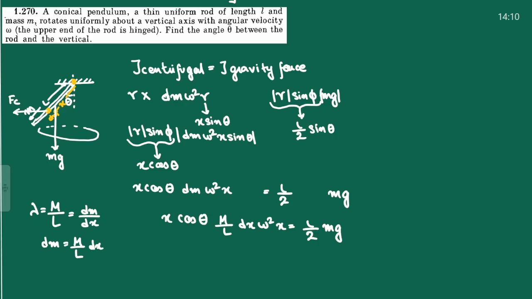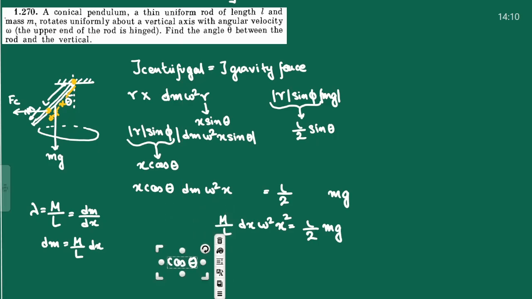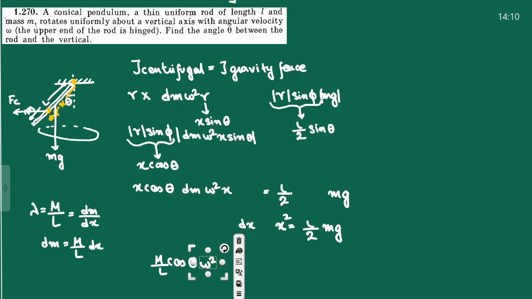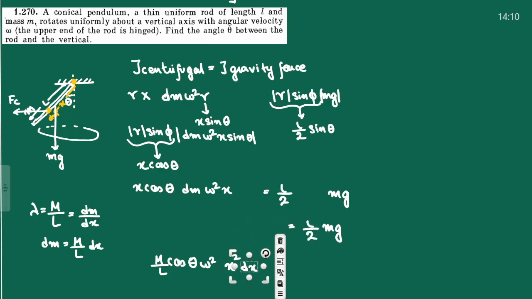Now if I compile this x and this x together, I'll get nothing but x square. And let's take all the constant terms outside. M by L is a constant term. Omega square, the angular velocity omega, is given. And let's take this x square and dx out here, which is equal to L by 2 mg.